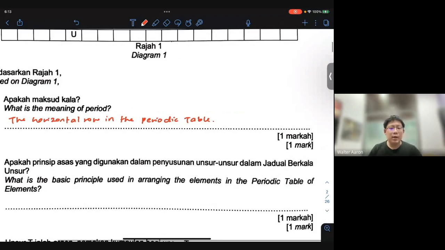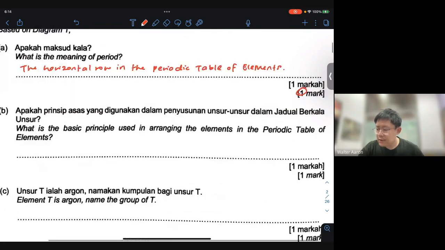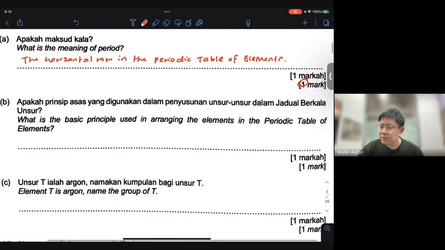So you can just use that as 1 mark. Usually we'll say of the periodic table. So you can just add on a little bit for the description of elements. You got 1 mark. Then a second question for B here: what is the basic principle used in arranging the elements in the periodic table of elements? That is the increasing proton number. It's a very simple one, right? Increasing proton number. Then you get 1 mark as well.